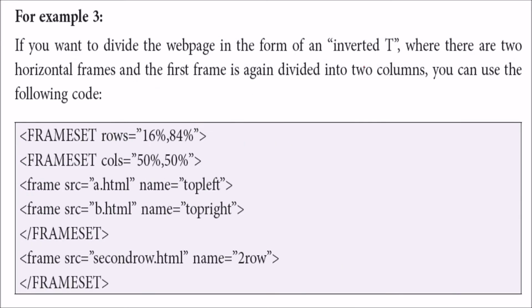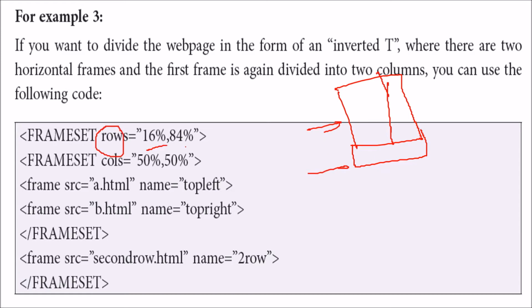In a similar way, I want to make an inverted T. So how am I going to make it? Like this. We have to divide it into first 2 rows. So this is the first frame set, rows equal to this 2 percentage, you know by now. And how about the columns? 1 column, 2 columns. So these are 2 columns. So this is the first frame set, and this is the second frame set inside the first frame set.